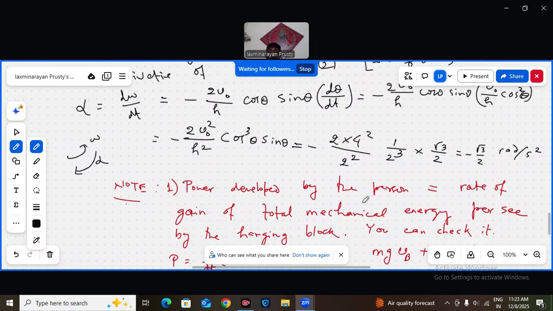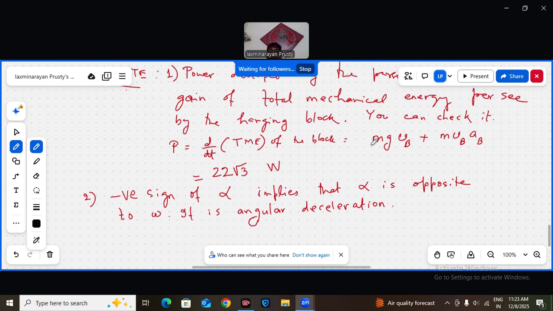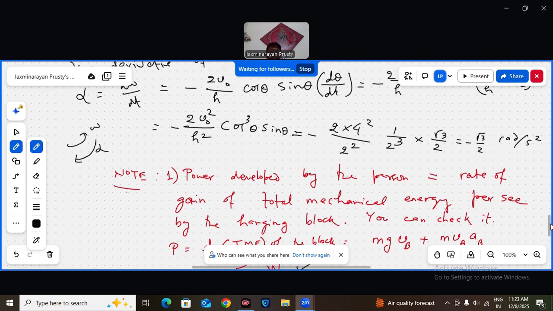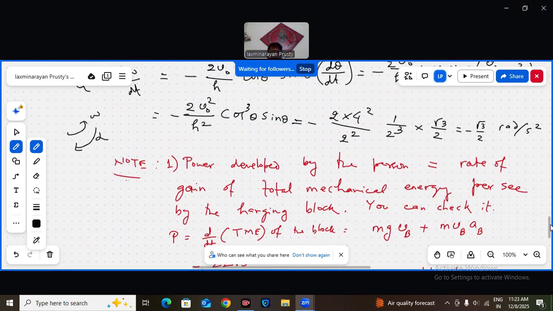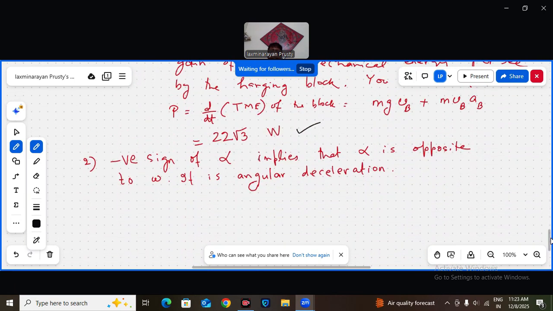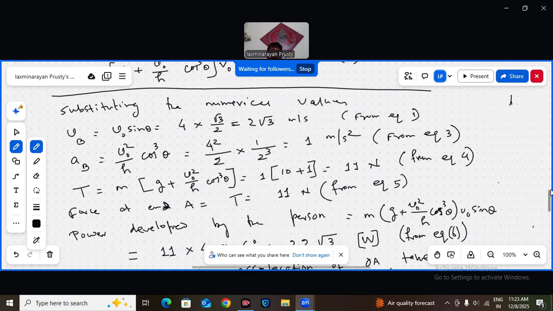Note 1: power developed by the person is also equal to the rate of gain of total mechanical energy per second by the hanging block, because there is no other component which is gaining energy. So you can check it also that way. P is equal to d by dt of TME of the block, that is d by dt of mgh, plus d by dt of half m vB square, that is m vB aB. You get this also. Just one point for your checking purpose. Am I clear?